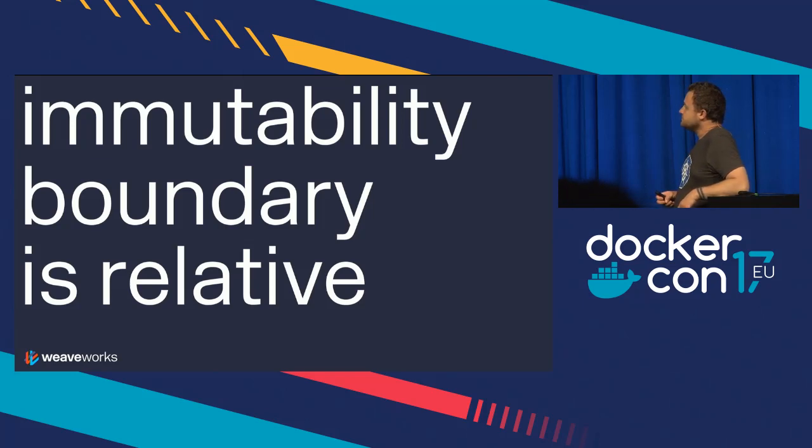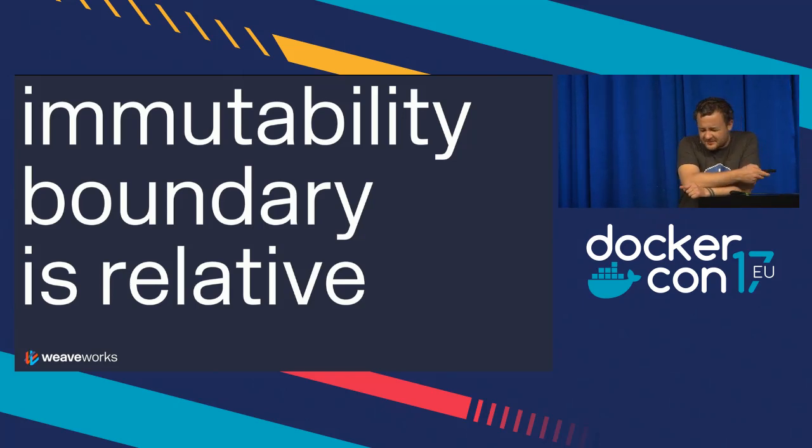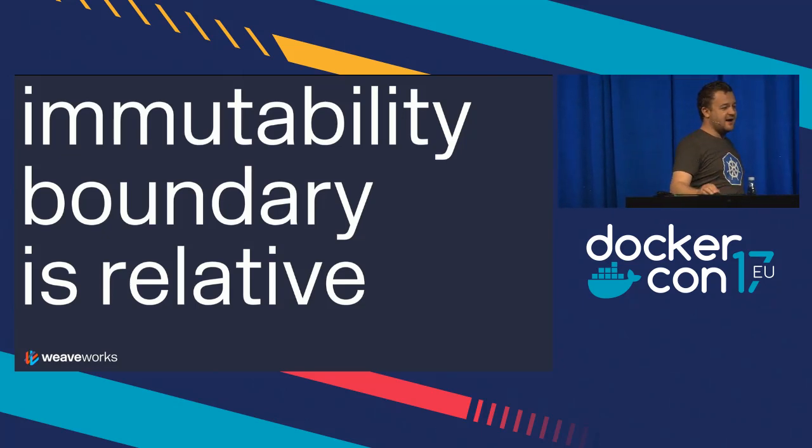Also, there's this boundary of immutability that you define, and that's relative all the time. You usually define it in terms of paths that would be read-only on your file system. Because in Unix everything is a file, so if we define immutability around files, that's just about everything, supposedly.